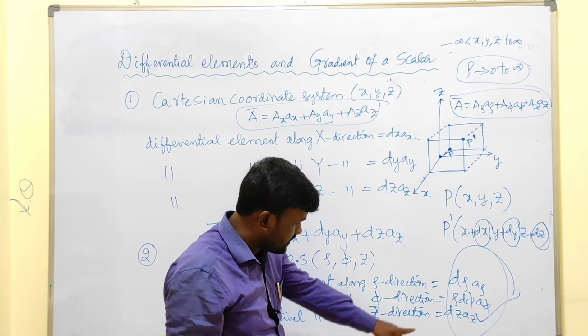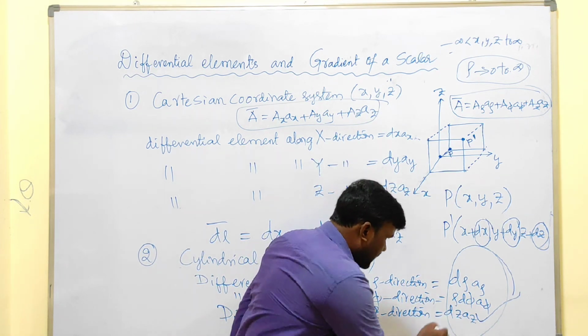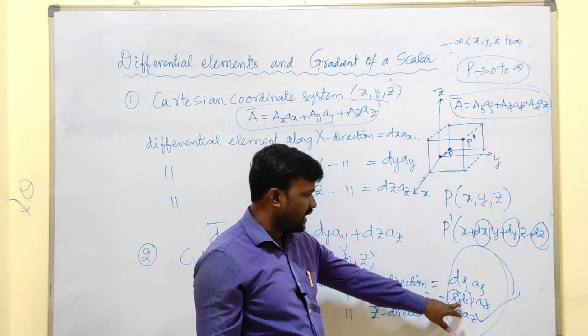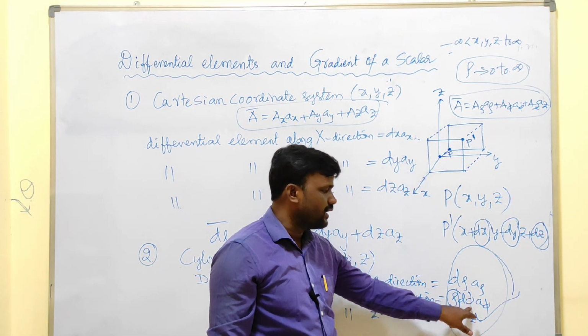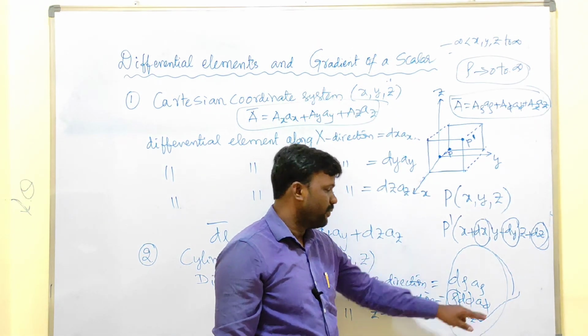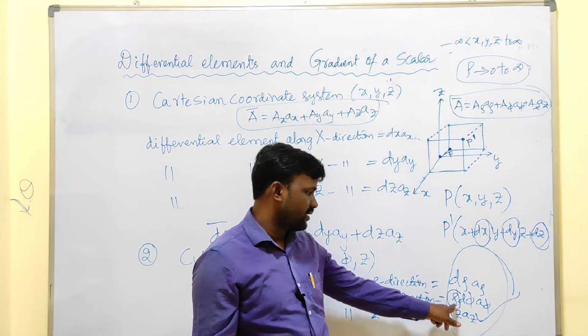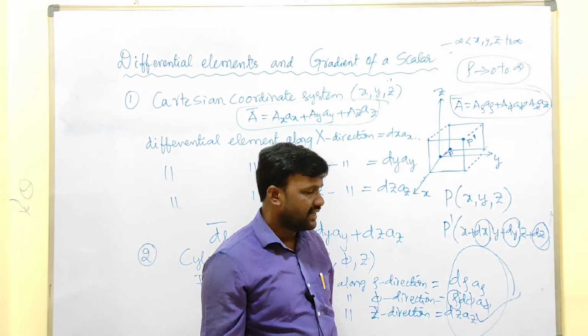Now we need to discuss this one. Why are we getting this additional factor rho? Of course, the differential element along the phi direction means what? For phi we will get a d phi a phi. There is no problem, but here we got an additional factor rho.